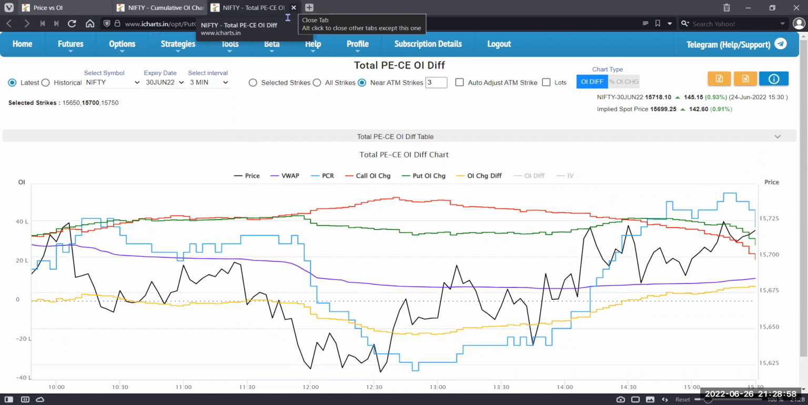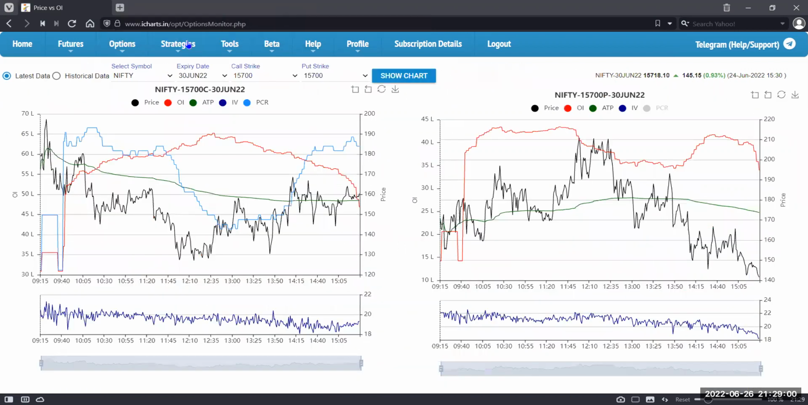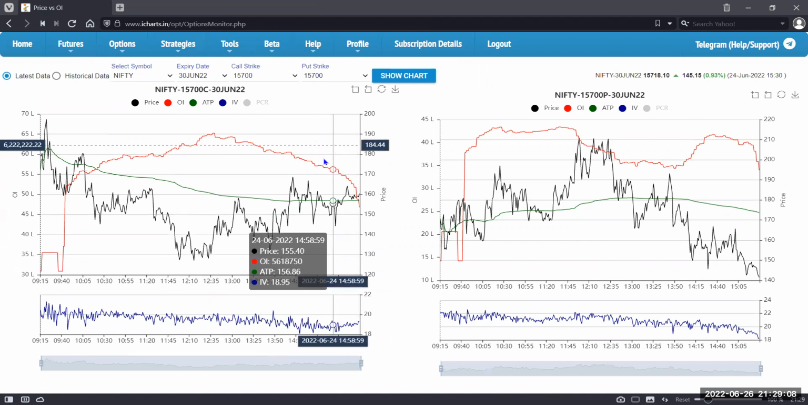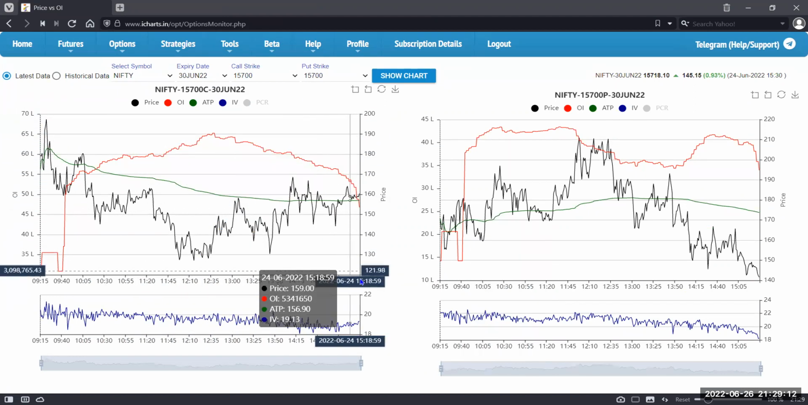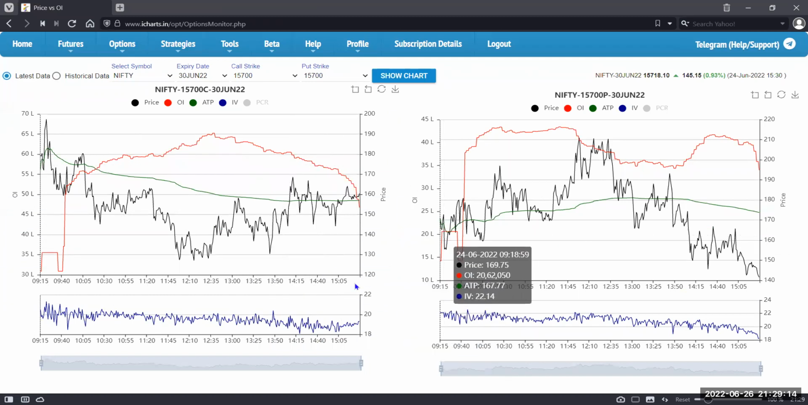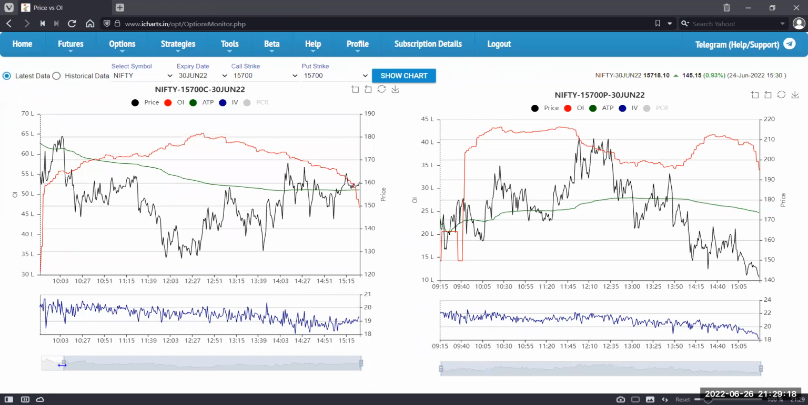Okay, so that was about PCR. Let me, okay, one thing for option buyers, one thing I wanted to show about price versus OI. Somebody had asked for an idea. What was that about? Somebody had asked me.